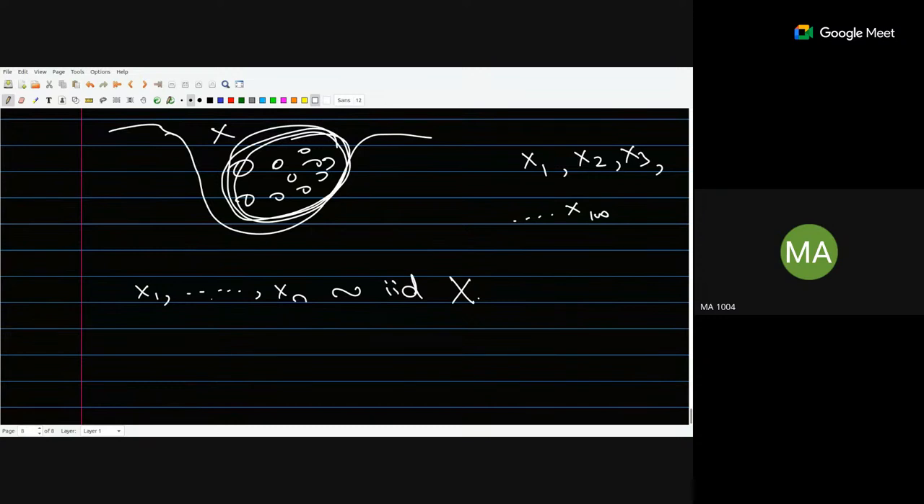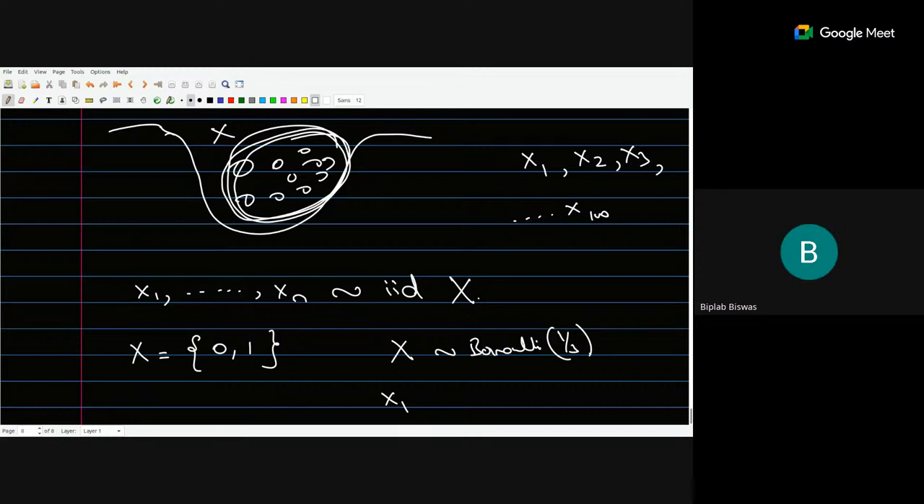Let me take a very small example. Okay, the 0-1 Bernoulli case. Your data X follows Bernoulli with parameter 1/3, and you are drawing samples from this distribution randomly. So the first sample, what can be the distribution of the first sample? Either it can be 0 or 1.